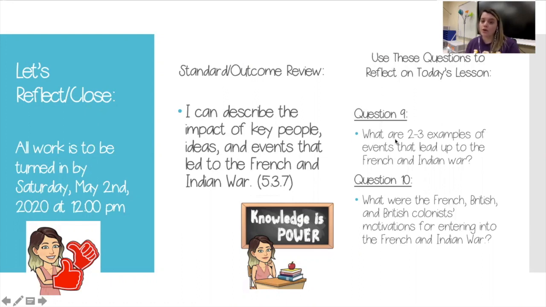Question 9, what are 2 to 3 examples of events that led up to the French and Indian War? 2 is fine. If you can get 2, great. If you can get 3, great. So just anywhere in that number. It will be in the sources. So if you can, quote the source as we normally would in class, according to blank source, and then cite your evidence.